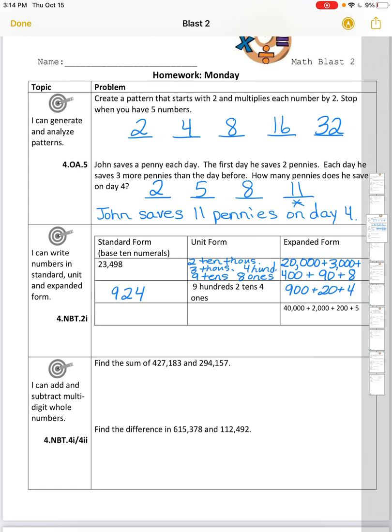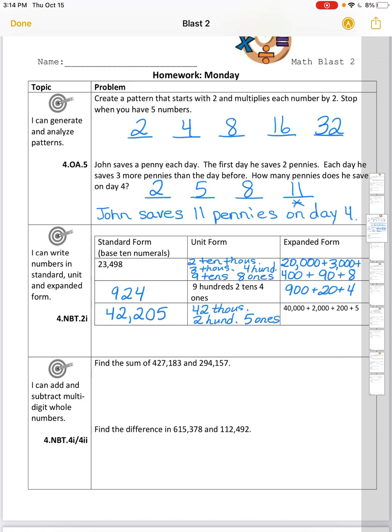In the last row, I'm given the expanded form, the value of each digit in the number. 40,000 plus 2,000 plus 200 plus 5. So in standard form, I'm going to put 4 in my 10,000s, 2 in my thousands, 2 in my hundreds. There are no tens and there are 5 ones. So 42,205. In unit form, I'm going to write 42 thousands, 2 hundreds, 5 ones. And again, there are many other ways I could represent that number in unit form as well.